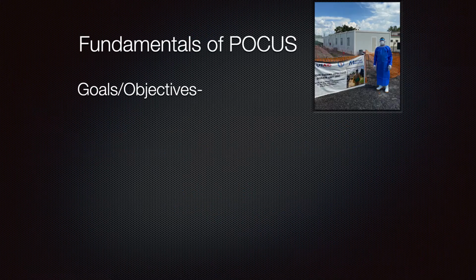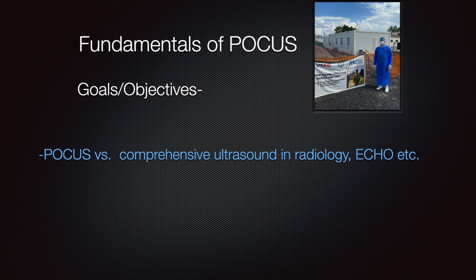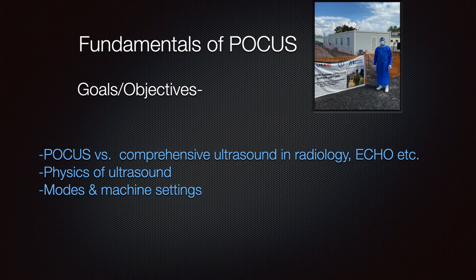So just to go over the goals and objectives of this talk, first we're going to talk about how point-of-care ultrasound differs from referral ultrasound or comprehensive ultrasounds and echoes done in the radiology or cardiology suites. Second, we're going to talk about the physics of ultrasound. We'll talk about the modes and some of the machine settings that you're going to be working with, some of the common terminology used in ultrasound, and also some of the common artifacts that you'll be looking at.